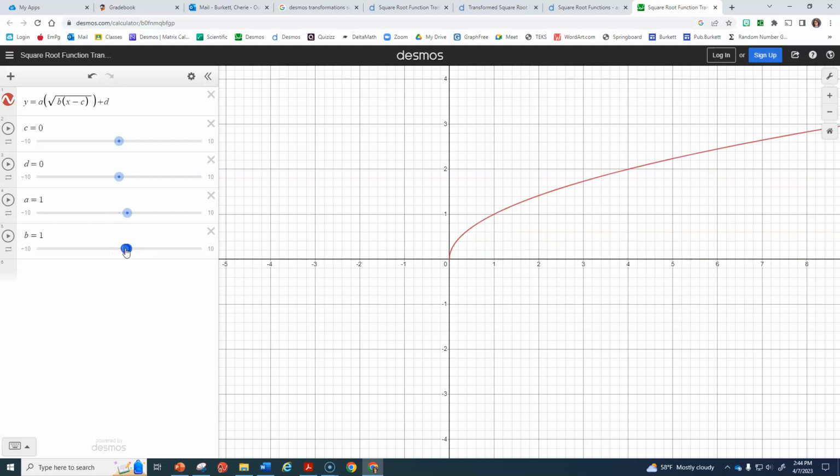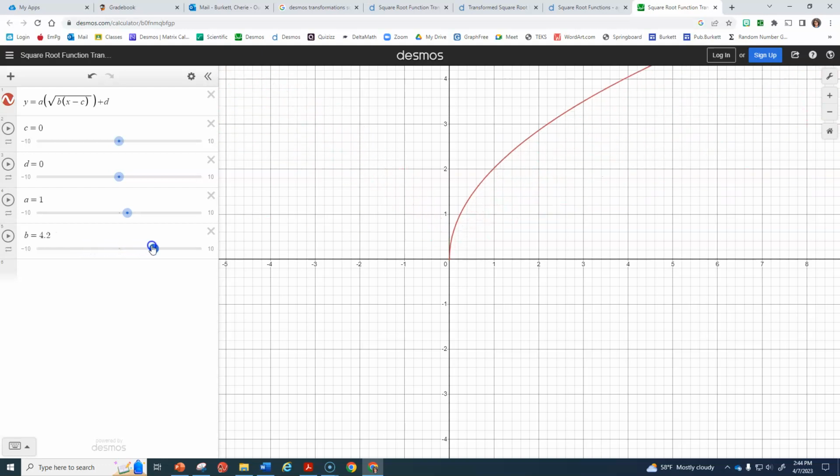So when B is a number between 0 and 1, it looks like right now that it's getting closer to the x-axis, but I'm going to show you in just a second that it's actually doing something different. But I will show you this: when B is negative, it reflects over the y-axis. So we do have a reflection. It just reflects it over the y-axis.